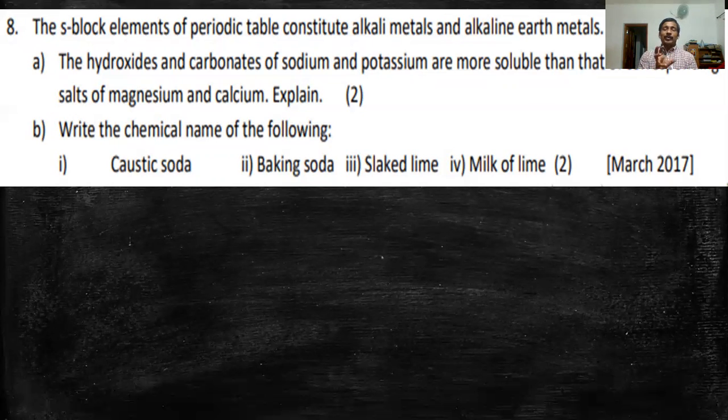Alkali metal hydroxides and carbonates are more soluble. The reason is they are readily ionized, more ionic than salts of calcium and magnesium, which are alkaline earth metals. Alkali metal hydroxides and carbonates are more ionic than the hydroxides and sulfates of calcium and magnesium. Therefore, they are more soluble.